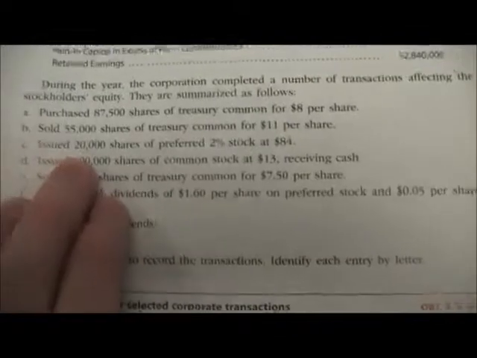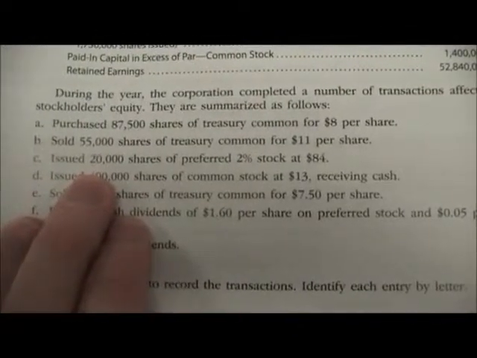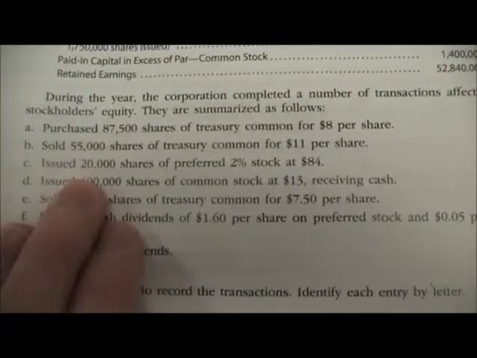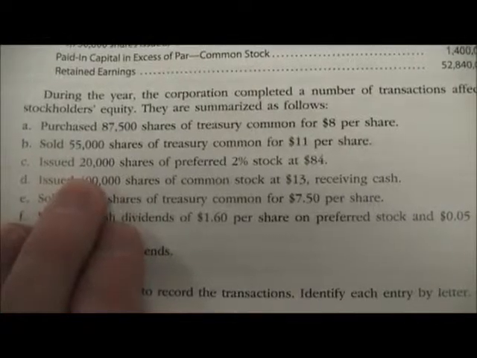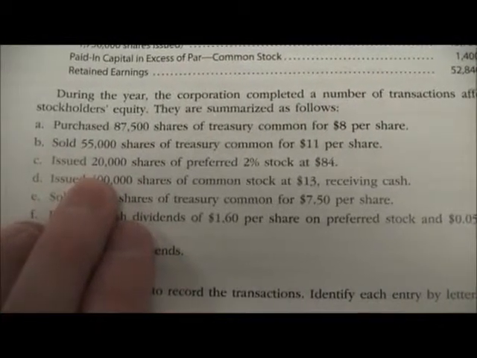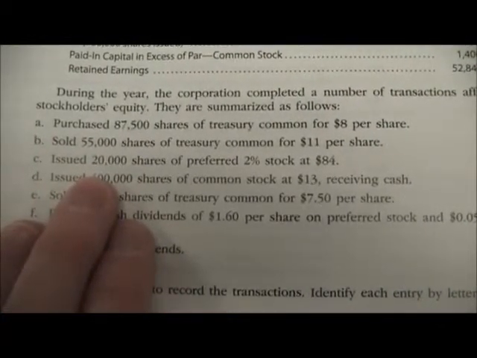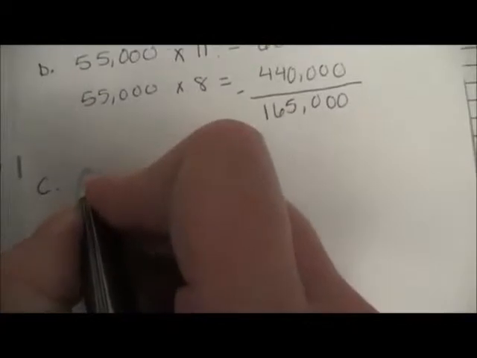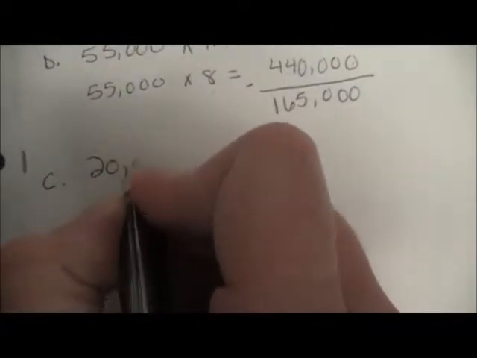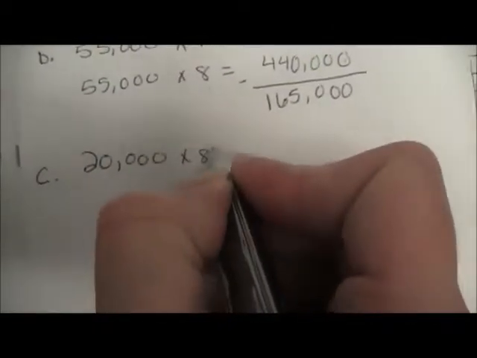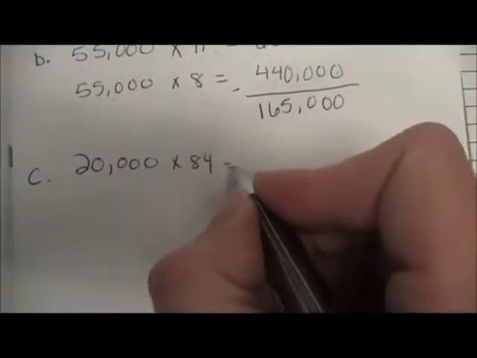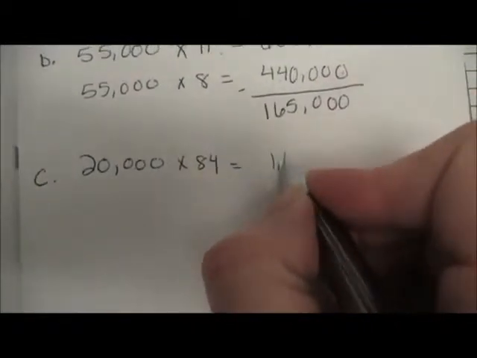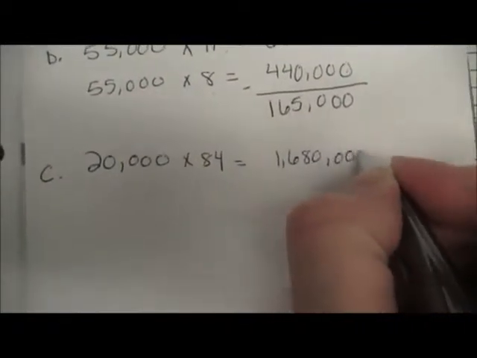Okay, letter C, we issued 20,000 shares of preferred 2% stock at $84. Okay, so we'll come down here to our scrap paper. Letter C, it was 20,000 shares at $84. Gives me $1,680,000.